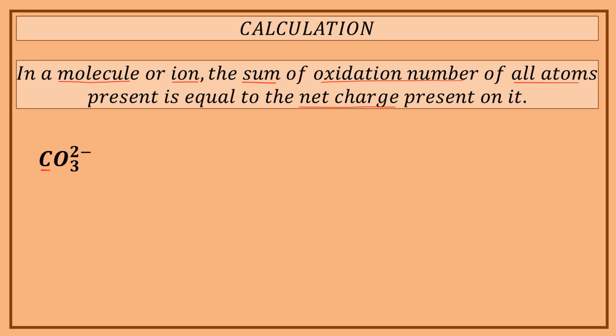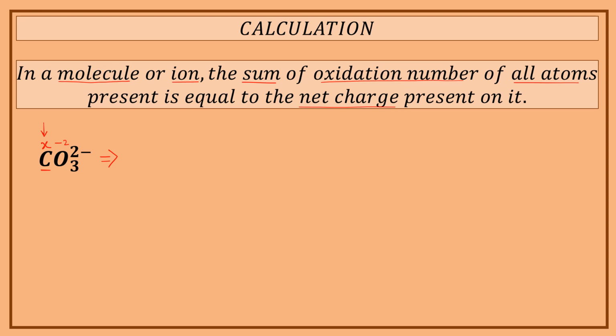Since the oxidation state of carbon is unknown, let me mark it as x. The oxidation state of oxygen can be known from the set of rules that we have studied. In most cases, the oxidation state of oxygen is going to be -2. Now, we will use this rule in order to write the equation for calculating the value of x. As per this rule, we have to add the oxidation state of each atom present in this ion.